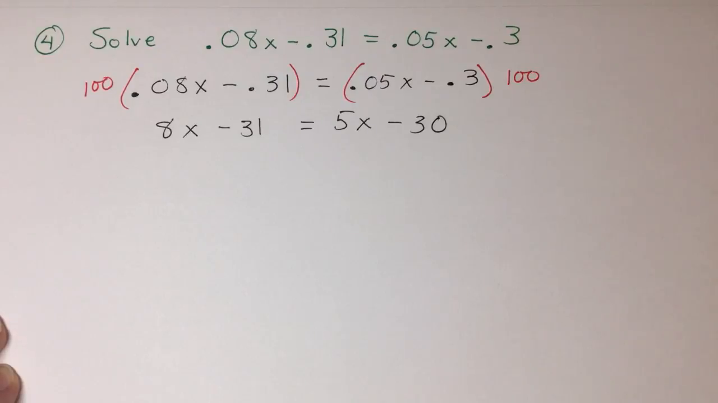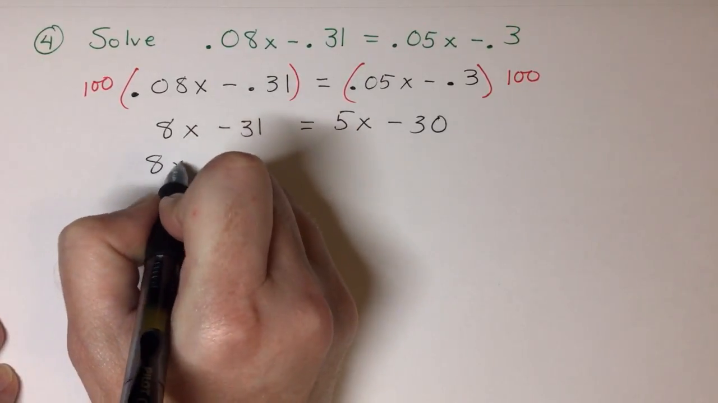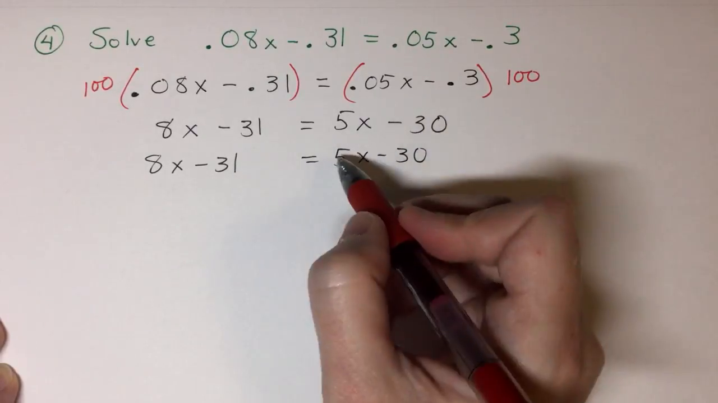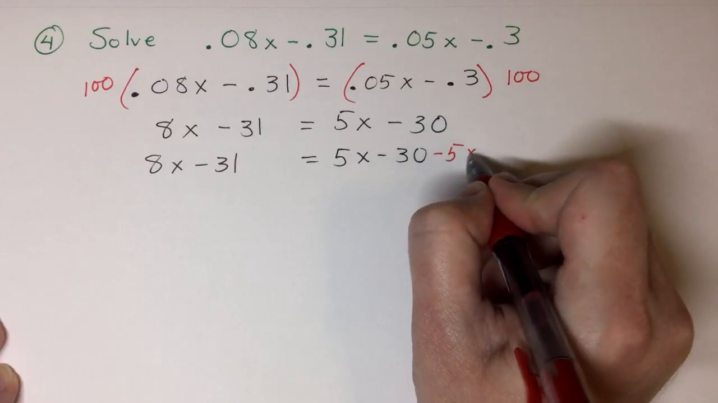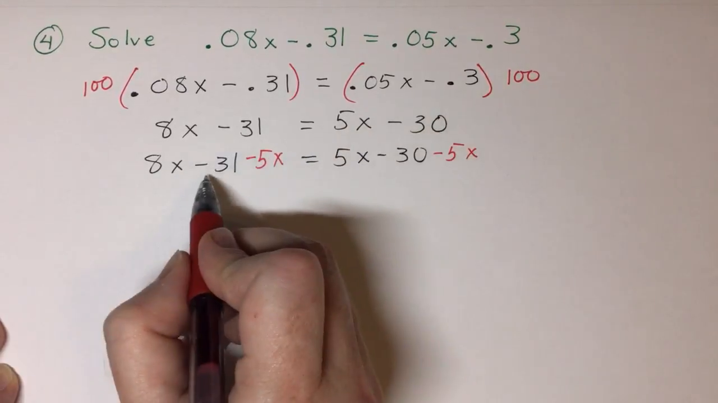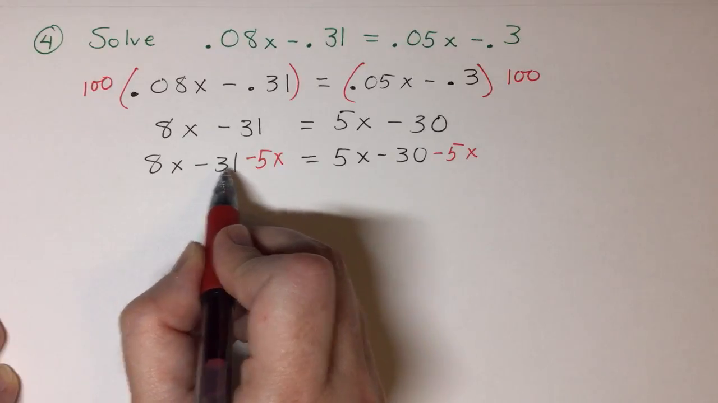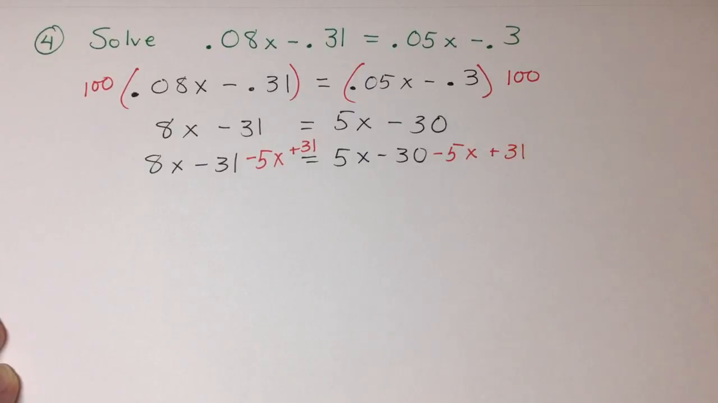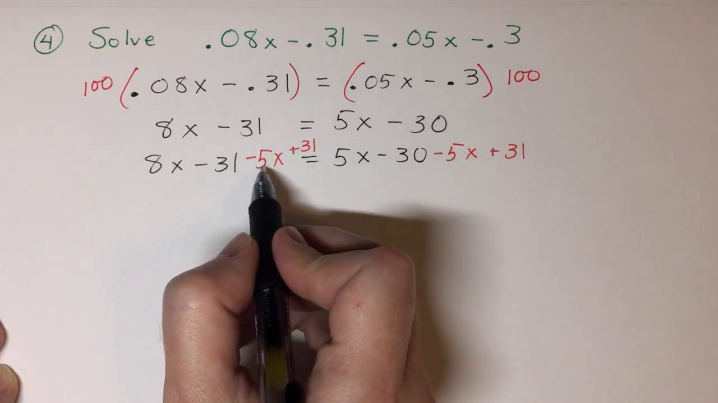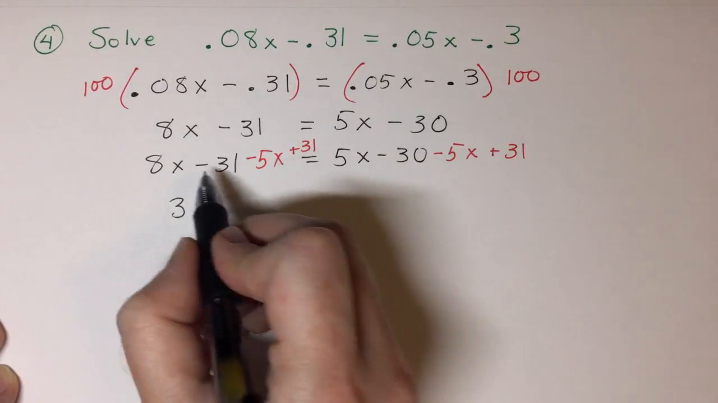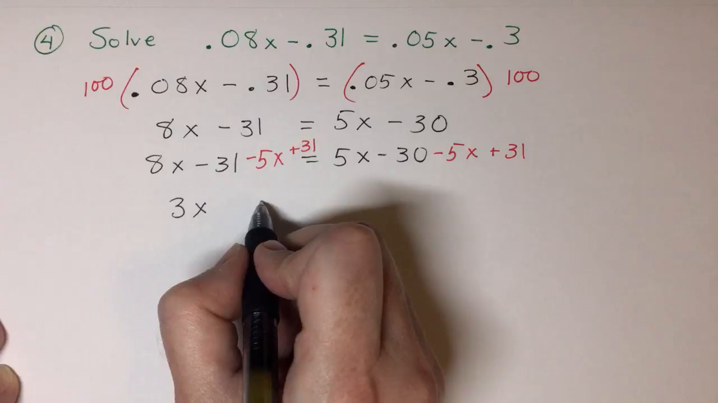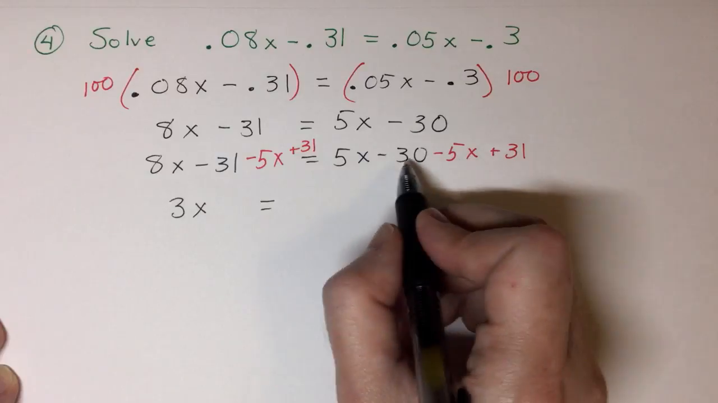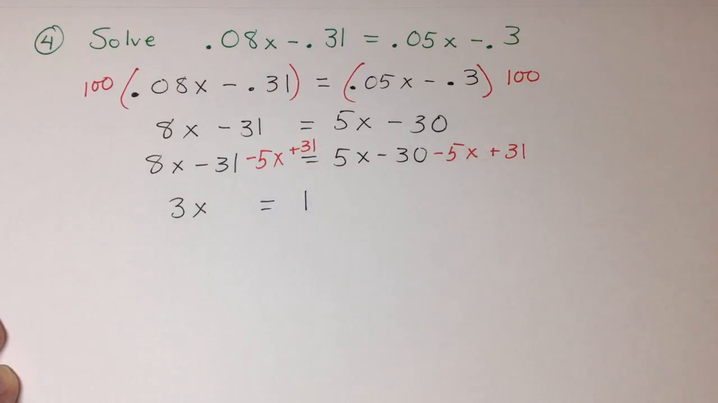Okay. From here, it should be pretty easy. Variables on both sides. So I will want to subtract 5x from both sides, and then I'm going to want to get rid of the negative 31. 31 was subtracted, so to undo, I will add 31 on both sides. 8x minus 5x, 3x. Minus 31 plus 31, 0. 5x minus 5x, 0. Negative 30 plus 31, I owe 30, I have 31, 1.